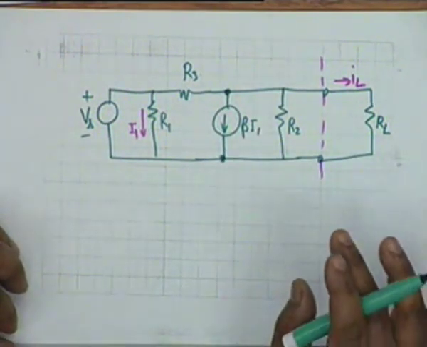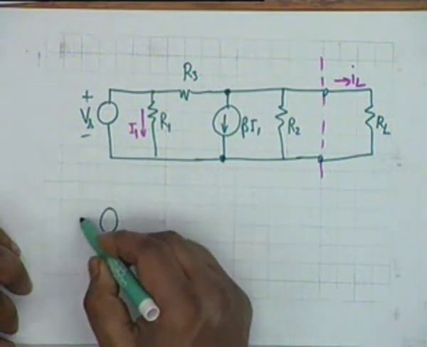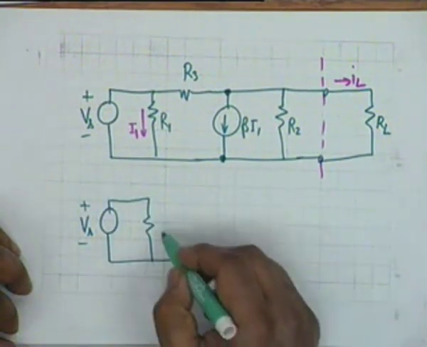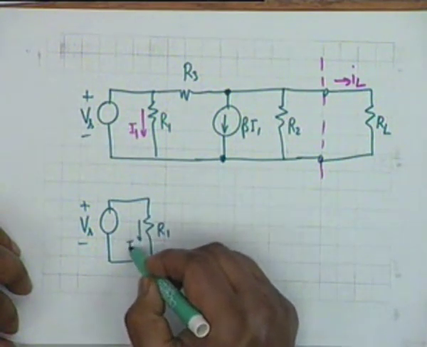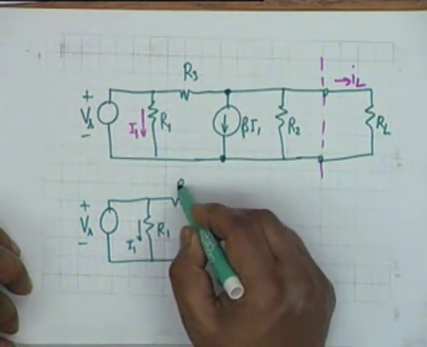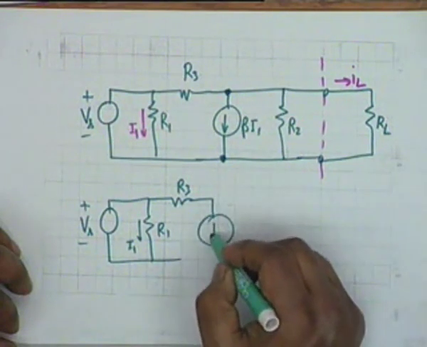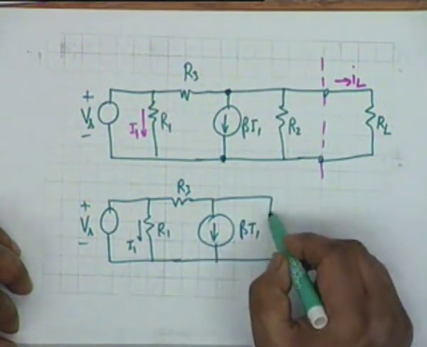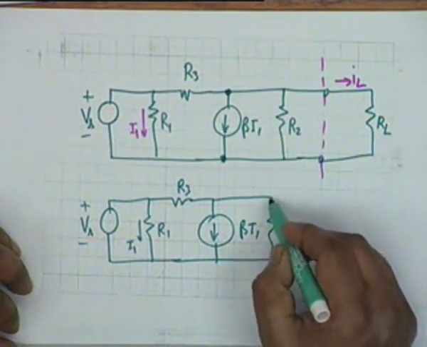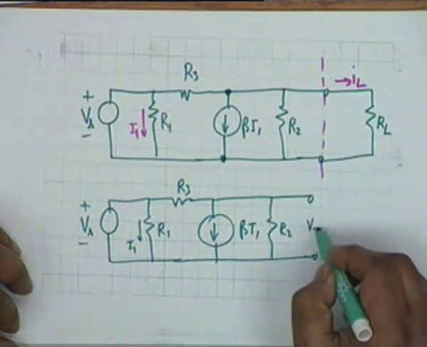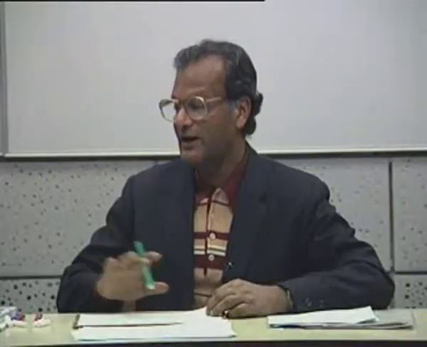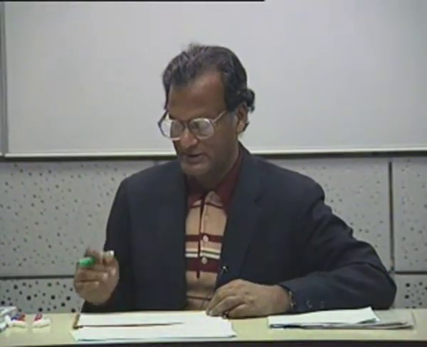The first thing to do is to find out the open circuit voltage. Let me draw the circuit again. This is R1 and this current is I1, R3, beta I1, and there is a resistance R2. This voltage is VT, open circuit, RL is disconnected, this is the open circuit.